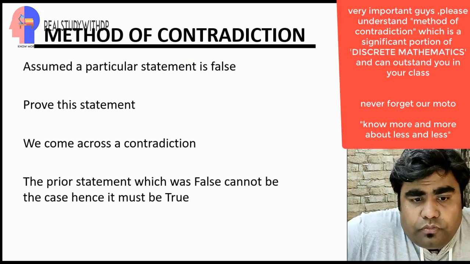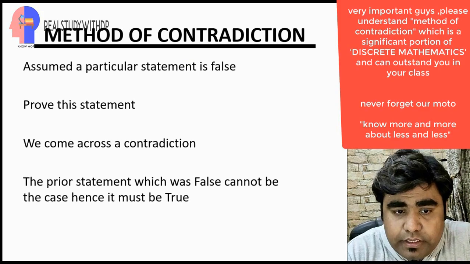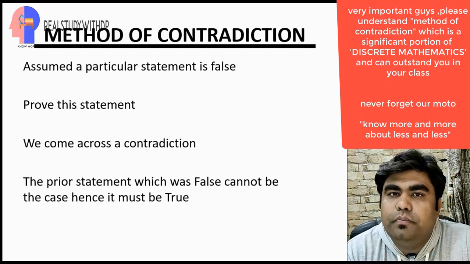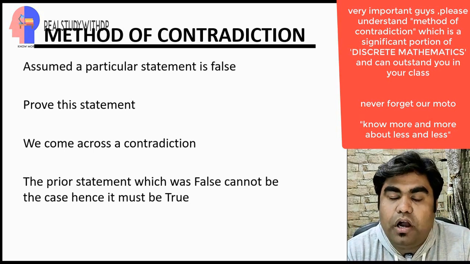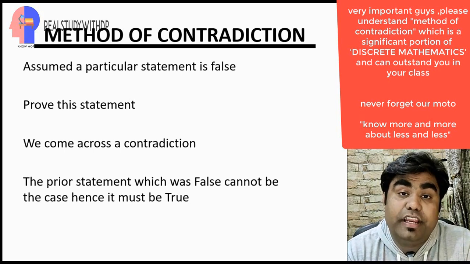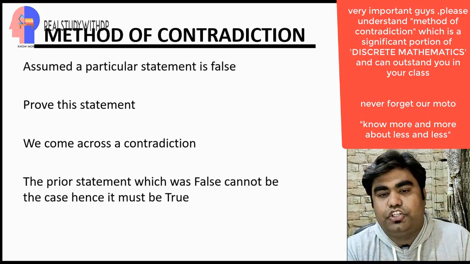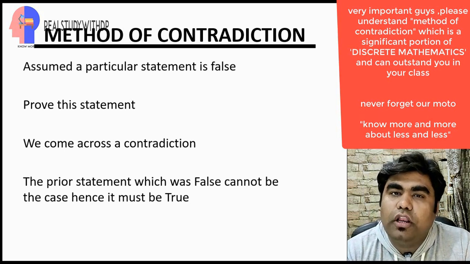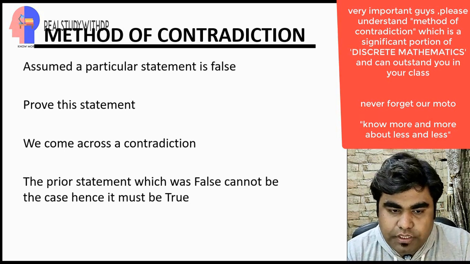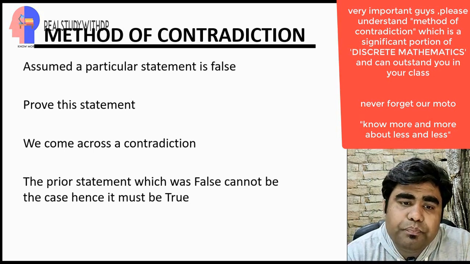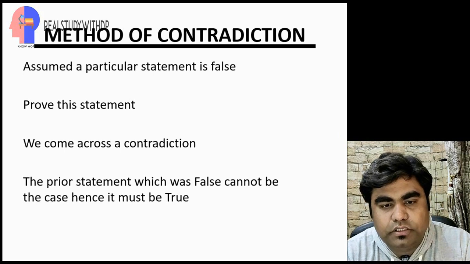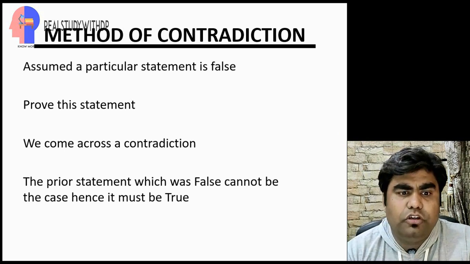Now this is one of the most important parts of mathematics, because this method of contradiction is a major part of discrete mathematics. This section of mathematics is usually introduced at college levels, basically graduation and post-graduation. I have mentioned this earlier too. So let's see what sort of things are there in this particular method.